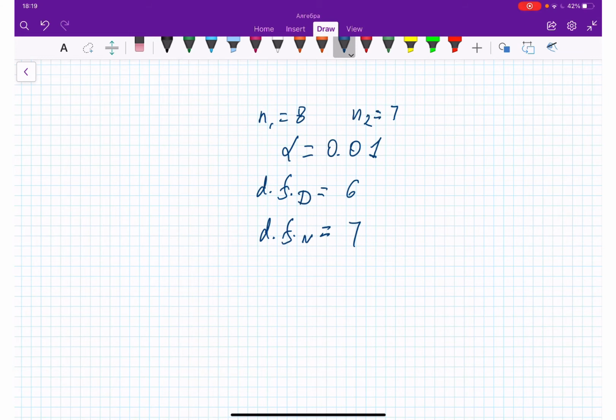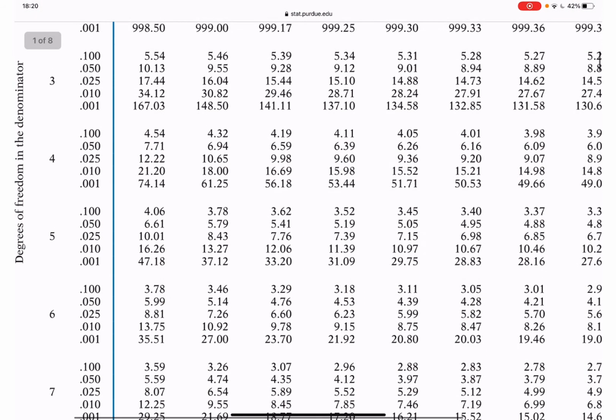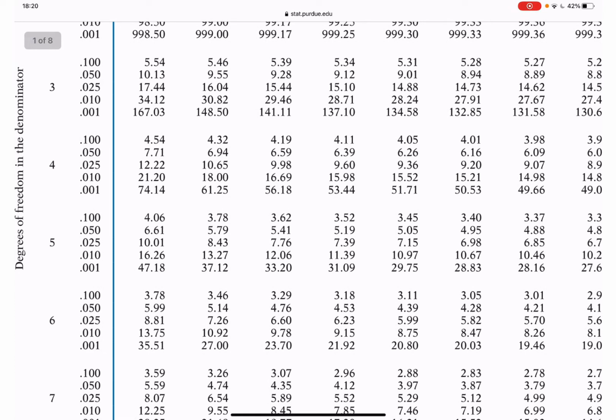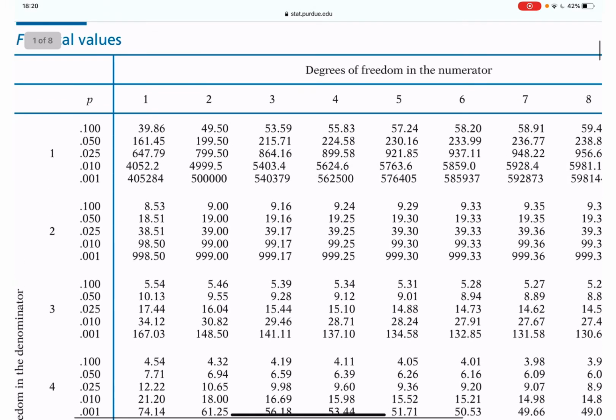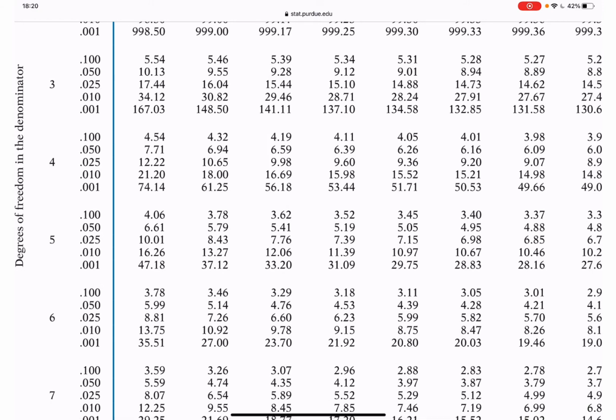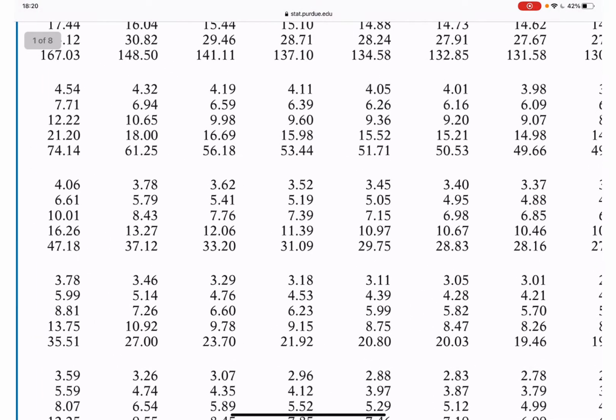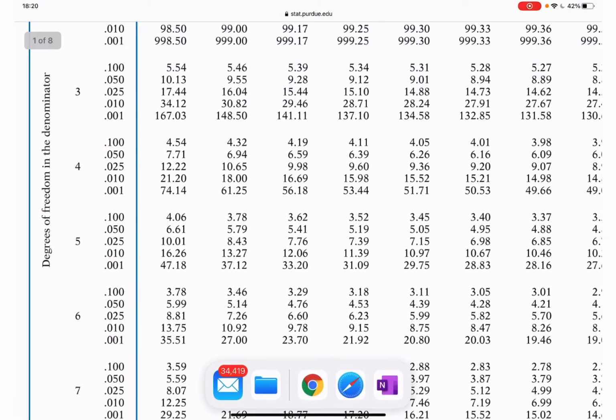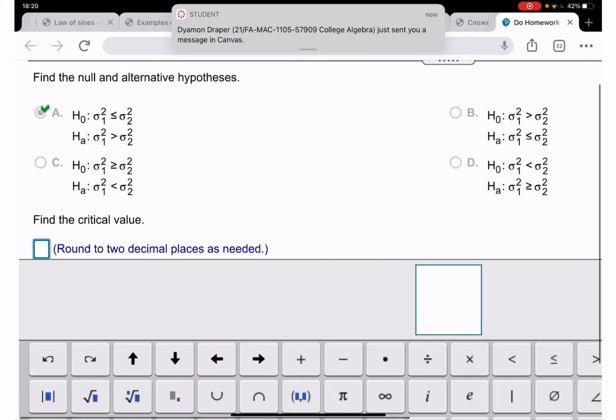So we use the smaller sample size as the denominator, and the greater sample size we use as the numerator. Keep that in mind. We're going to look at 0.01, 6 denominator, 7 numerator. 6 denominator, 0.01 here, and 7 is going to be the numerator, the one at the end. Here, 0.01, it's going to be 8.26. Let's try 8.26.